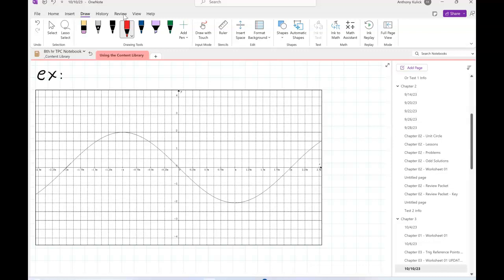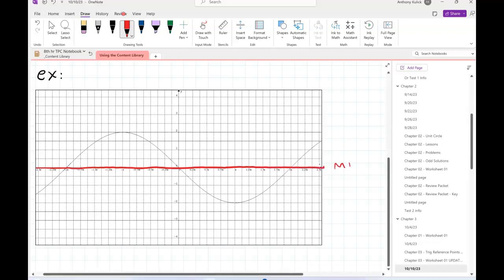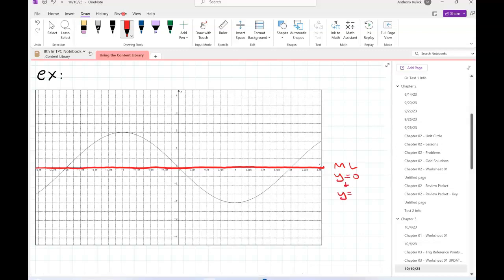What I'm going to start by doing is look at the graph and use my eyes to figure out where the midline is. Now I remember the midline divides the graph in half. So it looks to me like the midline appears to be the x-axis here. The x-axis is y equals 0. And since the midline is y equals k, we know that k is 0. So far, so good.